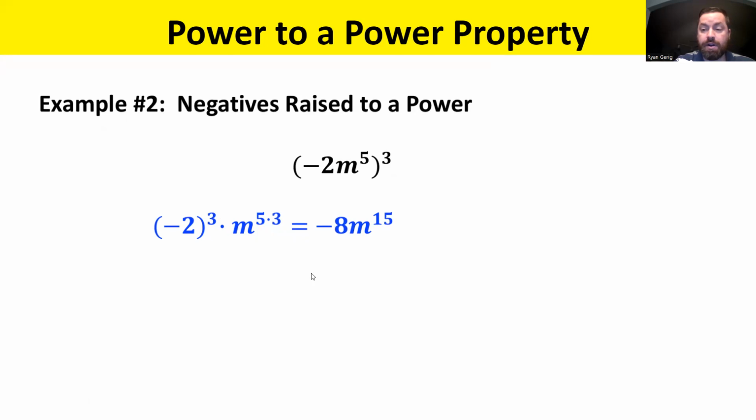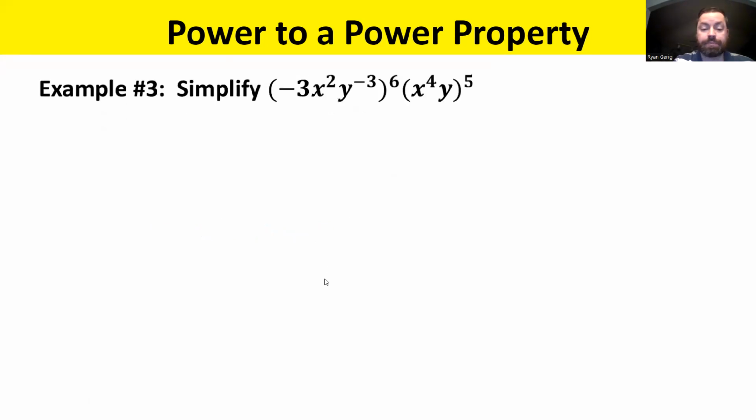Do I need to move anything here? I don't, because that -8 is a coefficient. It's not a negative exponent. So we are done here.